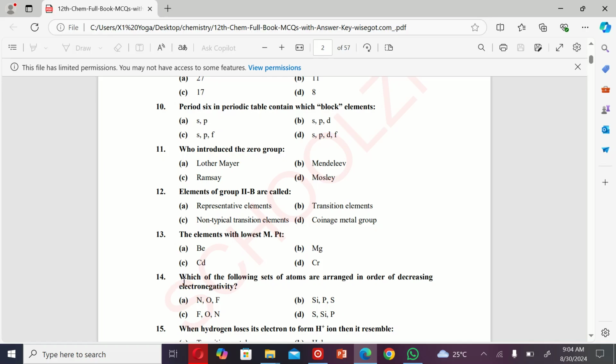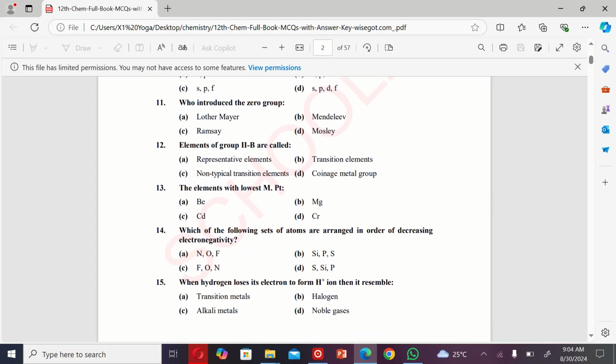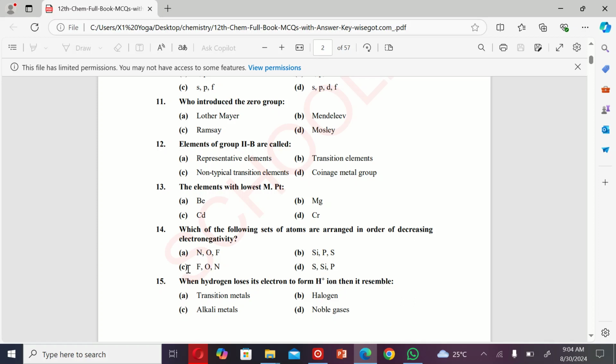The next MCQ is: which of the following sets of atoms are arranged in order of decreasing electronegativity? A, N, O, F, B, Si, P, S, C, F, O, N, and D, S, I, P. So the correct option is C.